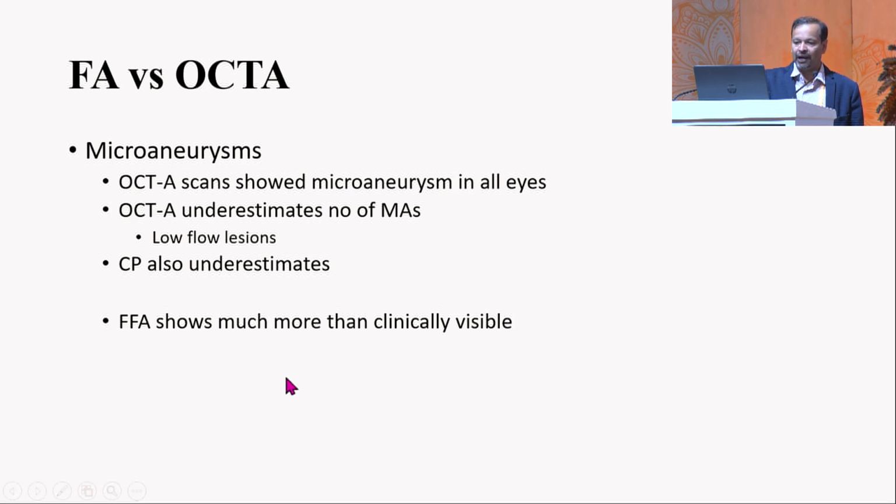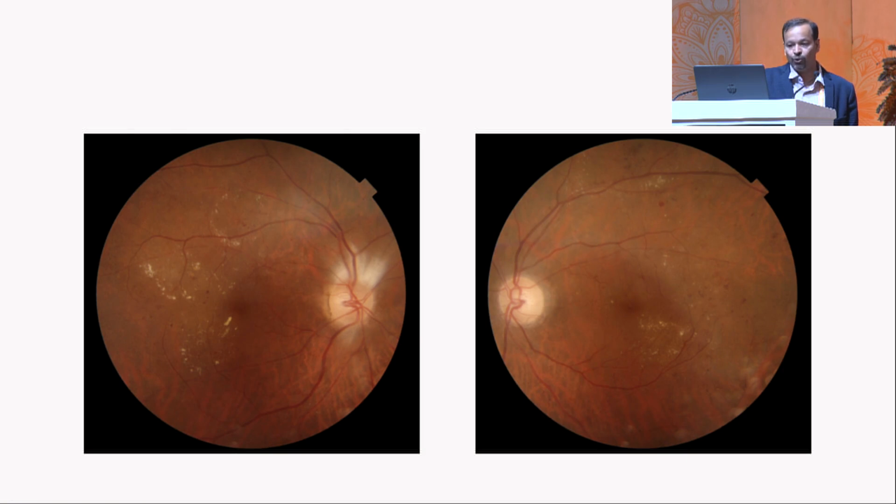First, talking about microaneurysms, almost all OCTA scans showed microaneurysms where they were visible clinically, but one predominant difference was this: when you do a color fundus photograph, you see some amount of microaneurysms. When you do FFA, you see many more, but that is not true with OCTA. On OCTA, you see far fewer microaneurysms, and that is why we know that while color photography underestimates the number of microaneurysms, OCTA also underestimates them. FFA, being the gold standard, detects the most microaneurysms.